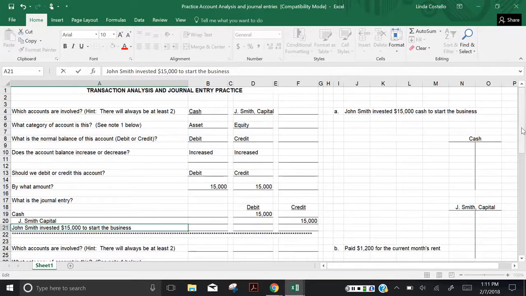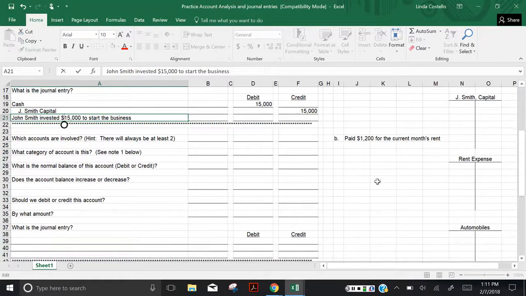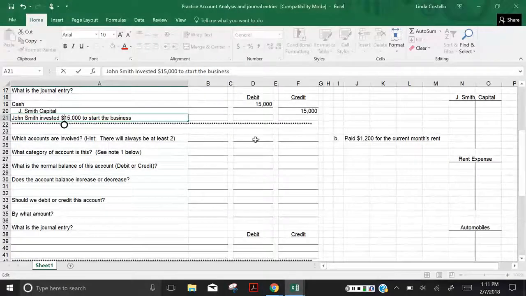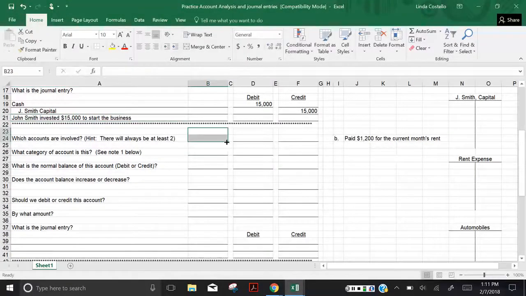Let's go to the next transaction. Paid $1,200 for current month's rent. What accounts are involved? Well, we paid, so we used some cash, and rent expense.